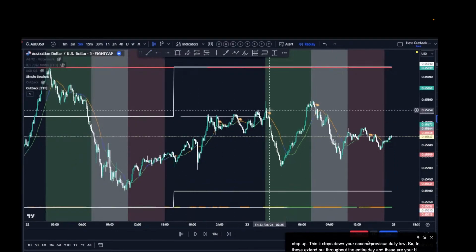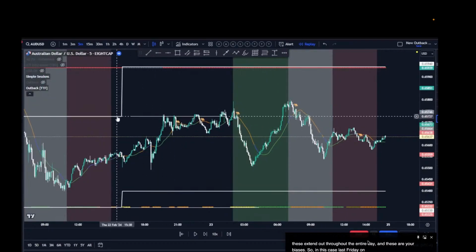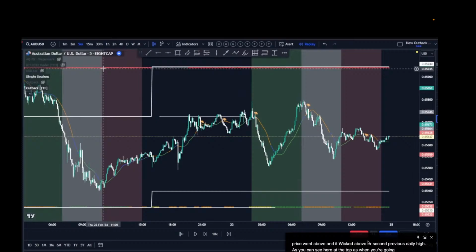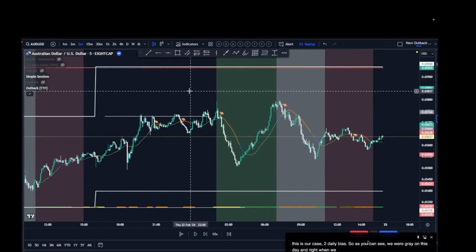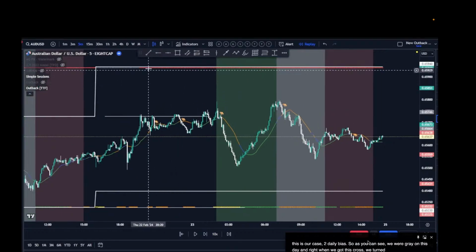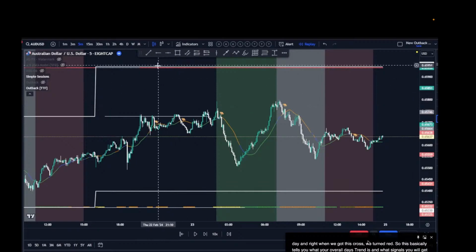So in this case, last Friday on February 23rd, what happened was price went above and it wicked above our second previous daily high. As you can see here at the top, as we've gone over before, this is our case 2 daily bias. So as you can see, we were gray on this day, and right when we got this cross, we turned red. So this basically tells you what your overall day's trend is and what signals you will get from this.